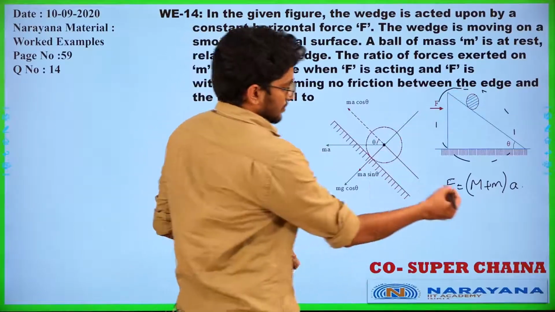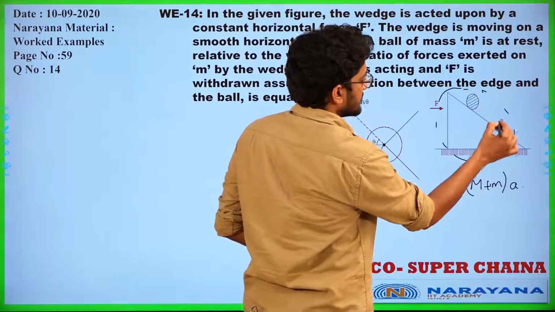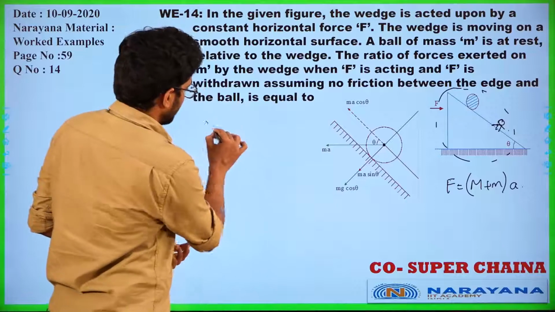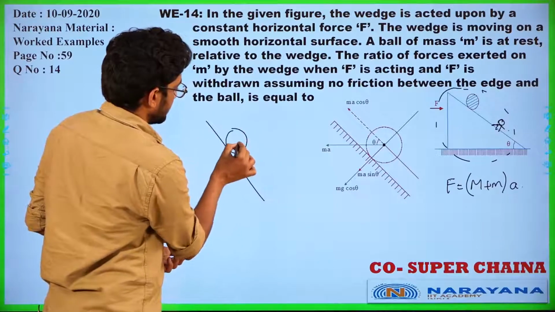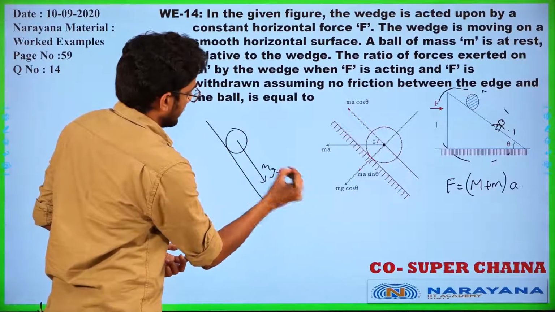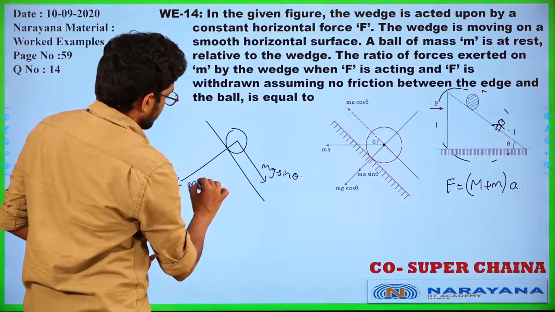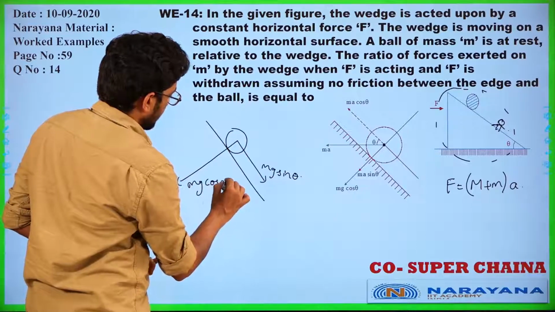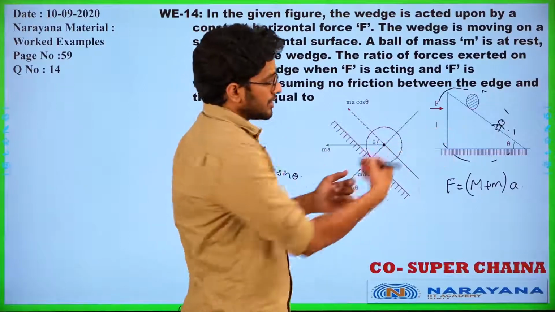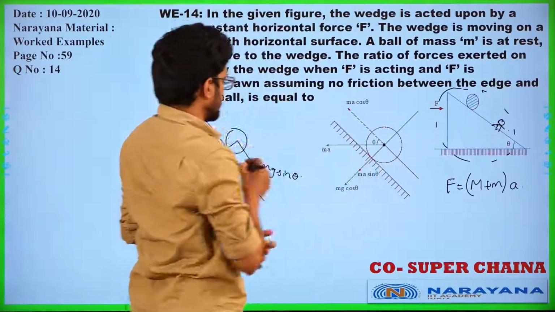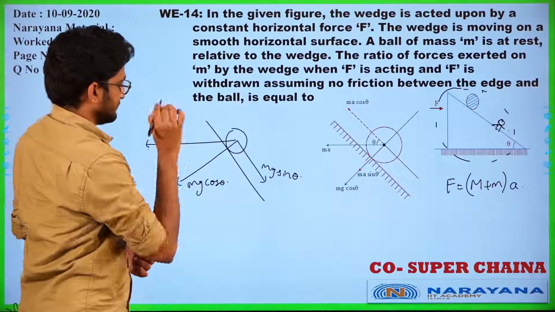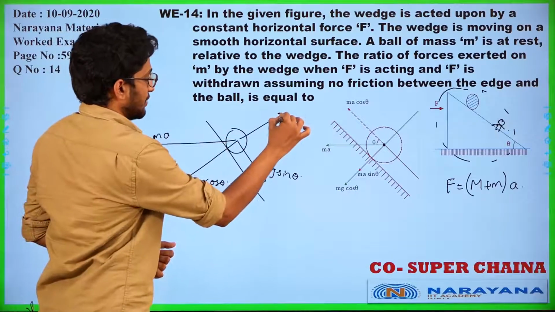Now I know the acceleration of the wedge, so I take an observer on the wedge. With respect to him, if I draw the free body diagram of the ball, what are the forces acting on it? Its own weight, mg sin theta is acting. mg cos theta is acting here, and he is an observer who has an acceleration A towards the right. So he is a non-inertial observer. You should consider a pseudo force in the opposite direction. So you have a pseudo force Ma, and you have normal perpendicular to the plane.